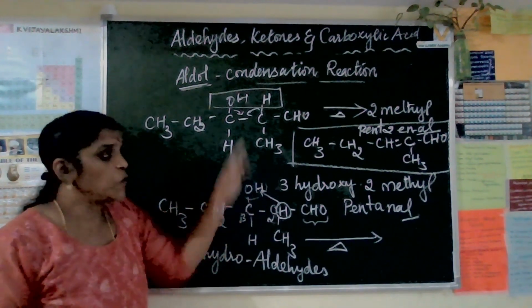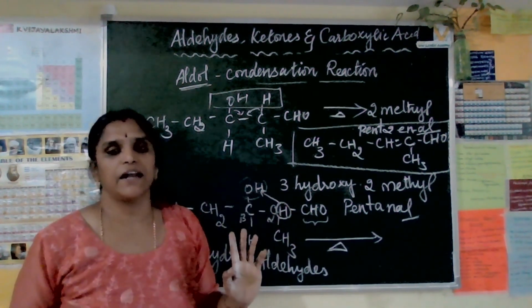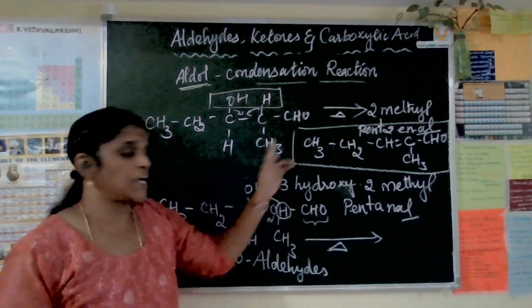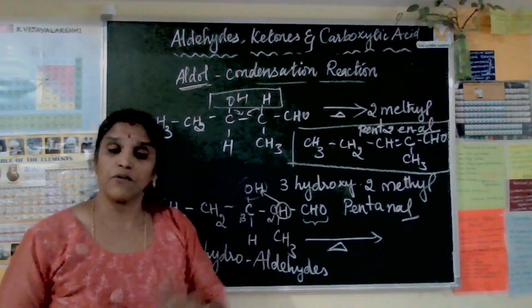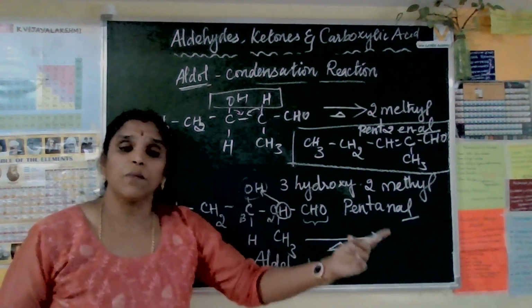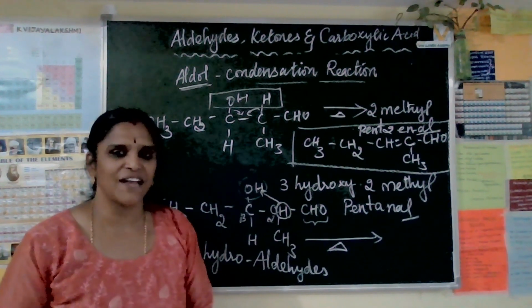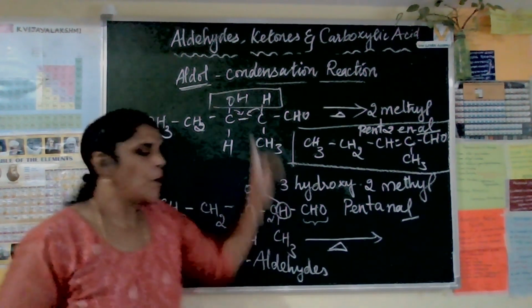So I hope you got a clear idea that only if alpha hydrogen is present will it be possible to get this reaction, and if they don't have that alpha hydrogen, it is not. So now for example, benzaldehyde and formaldehyde: is it possible for them to undergo an aldol condensation reaction? Put the answer in my comment box. Hope you're clear.